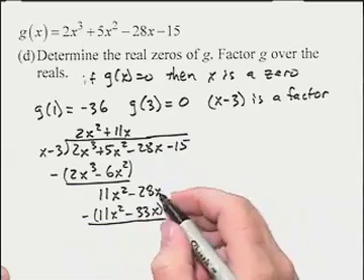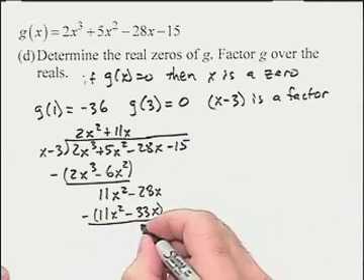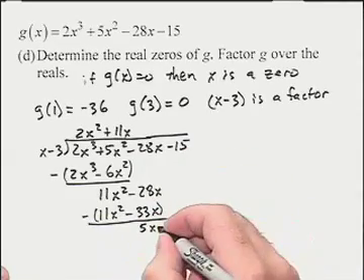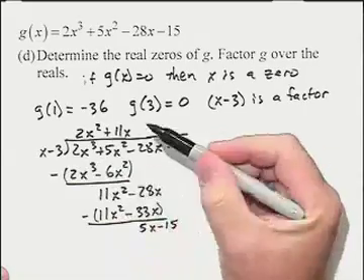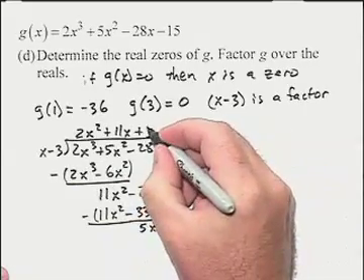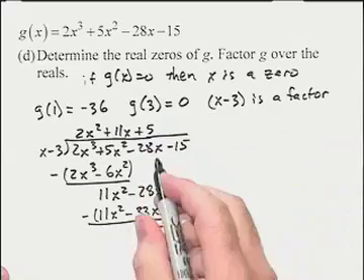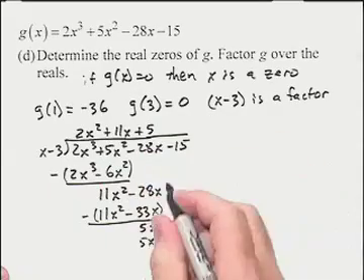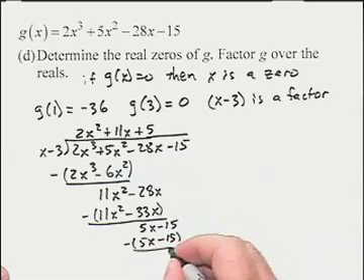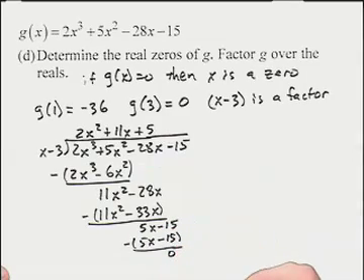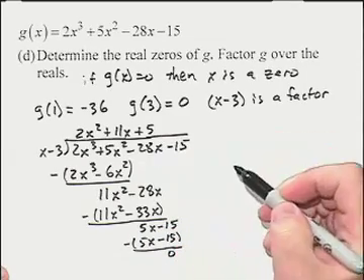We do our subtraction, and we'll end up with 5x. Drop down our negative 15. To get 5x, we need to multiply x by 5, so we'll have plus 5. 5 times x is 5x. 5 times negative 3 is negative 15. We subtract that, and we get a remainder of 0, which we should if x minus 3 is a factor.